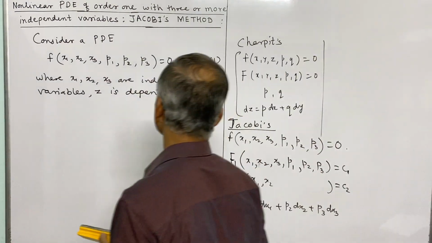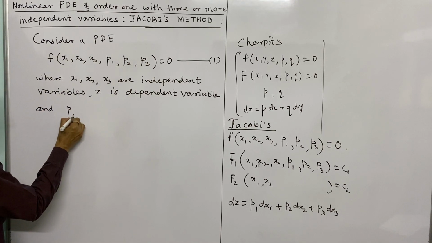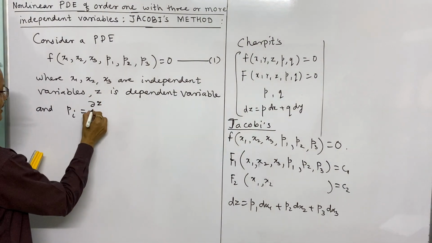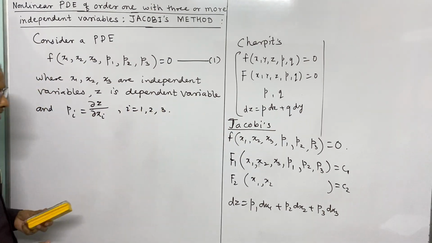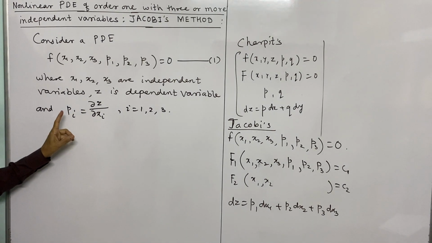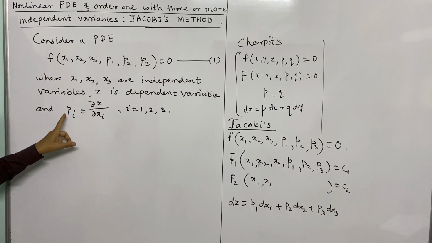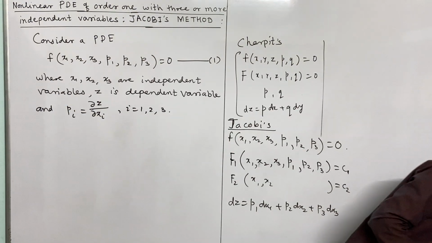pi is equal to dou z by dou xi, where i takes values 1, 2, 3. Now P1 will be dou z by dou x1, P2 will be the partial derivative of z with respect to x2, and likewise P3 is the partial derivative of z with respect to x3. So this is the notation that we are following for this equation having three independent variables.